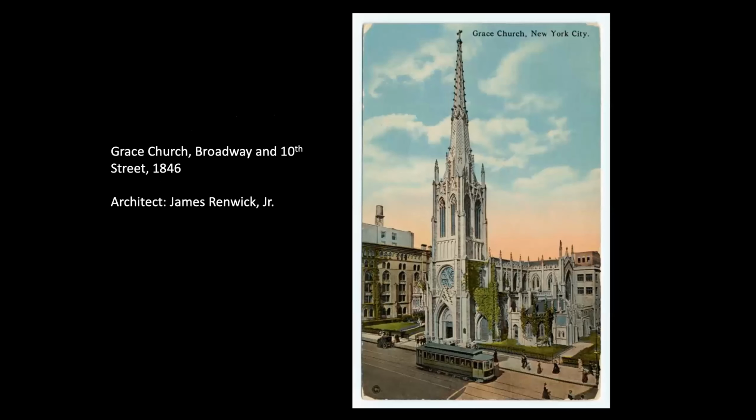Simultaneously, there's another church going up on Broadway about a mile north of Trinity at 10th Street. This is Grace Church. And Grace Church was designed by James Renwick Jr., who was born and raised in New York City. His father was a professor at Columbia. Renwick Jr. was himself a graduate of Columbia. And he was also relatively unknown at this point, but became, like Upjohn, one of the most famous architects in America.